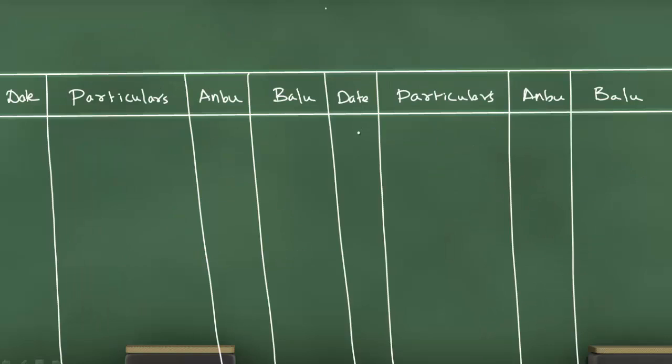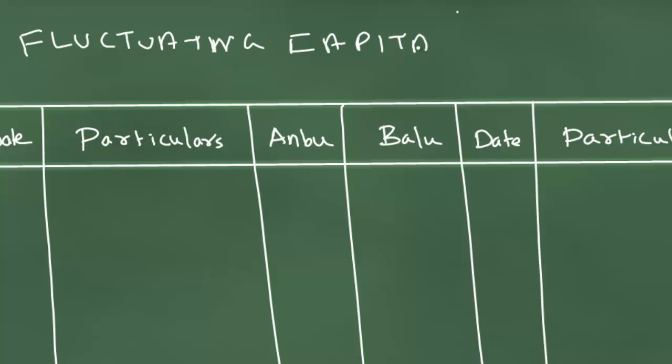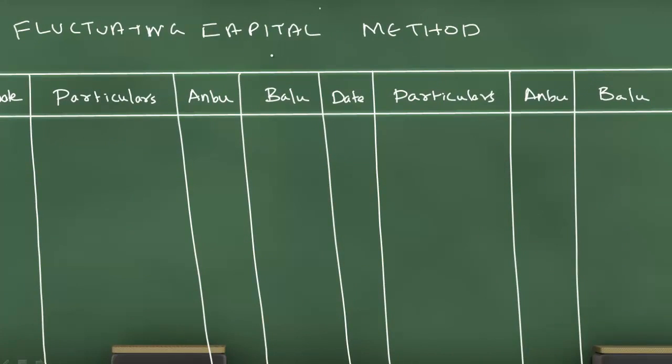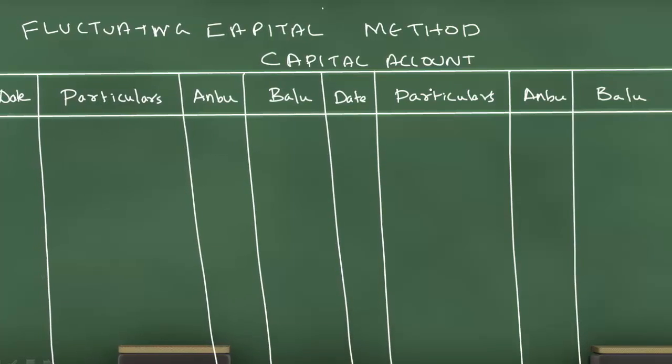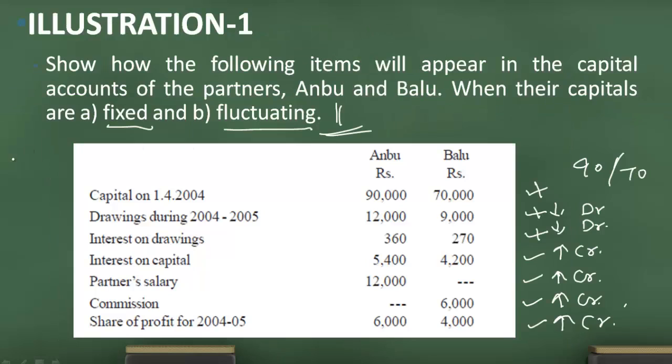So we have the format here. There are two partners, basically Anbu and Balu. So first what we are going to do is fluctuating capital method. In fluctuating capital method we are going to have all adjustments within one account itself. So what account is it? It is the capital account of Mr. Anbu and Mr. Balu. So what is the capital introduced by Anbu and Balu, or what is the opening balance of capital? Come back here.